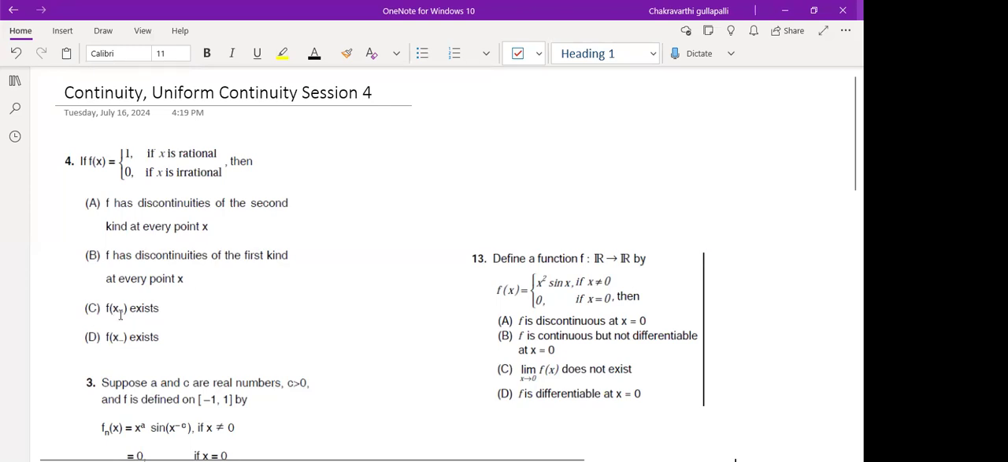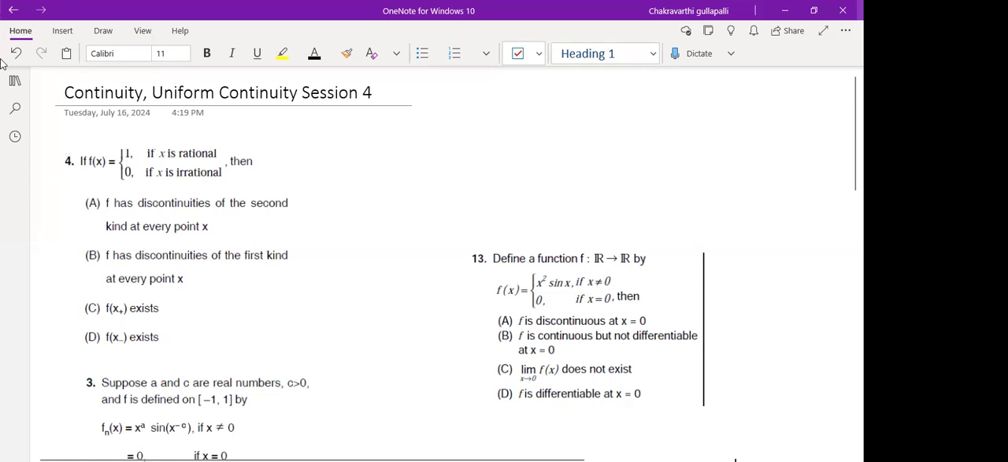If it is 0+, it means right hand limit at 0. 1+ means right hand limit at 1. But here nothing is given. That means x+ means RHL exists for every x belonging to R, and x- means LHL exists for all x belonging to R. These are the options. So as I said yesterday, how to work out such questions?